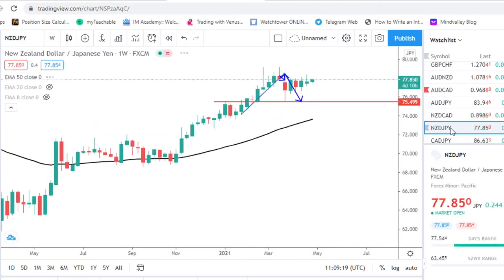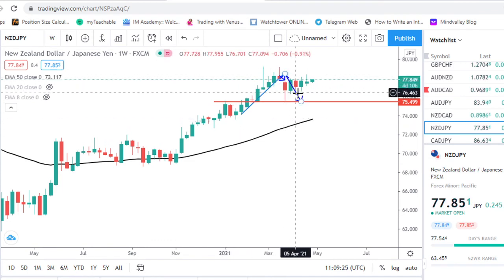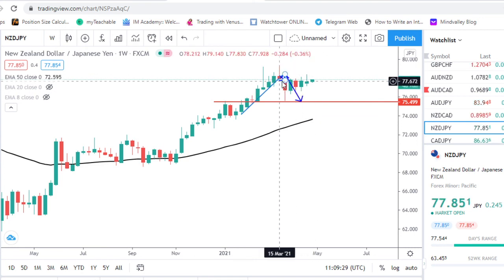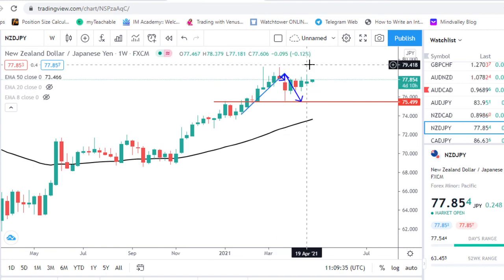GBP JPY. So we have this pushing up, retracing, and then we expect it to continue. So it's been consolidating for some time, but my bias is bullish, neutral bullish for this. Okay.